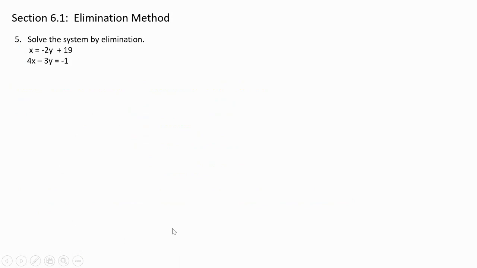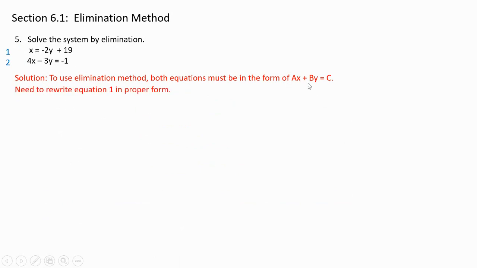Now, this is also from 6.1. I'm going to do the elimination method. For the elimination method, you have to set up both equations, 1 and 2, in the form ax plus by equals c. So for example, number 1 is not in that form yet. Number 2 is okay, but not number 1. So I have to work with number 1 and set it up in this form.